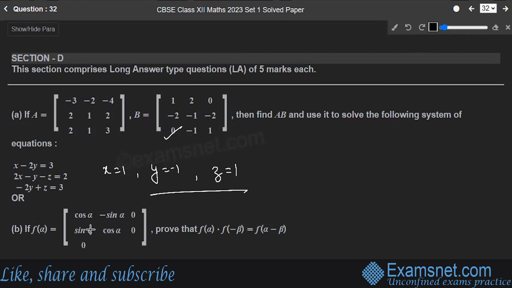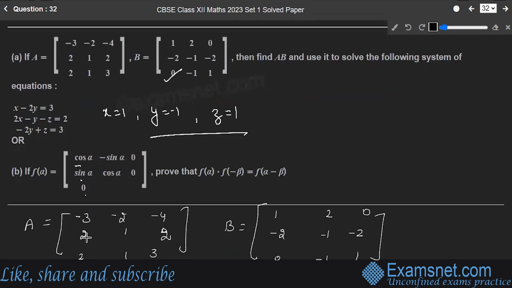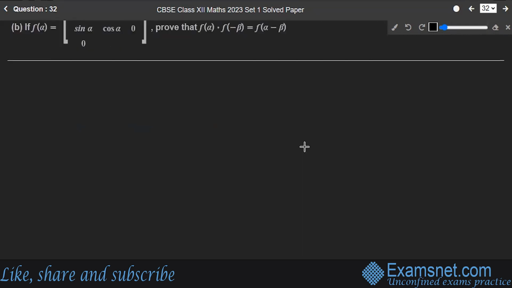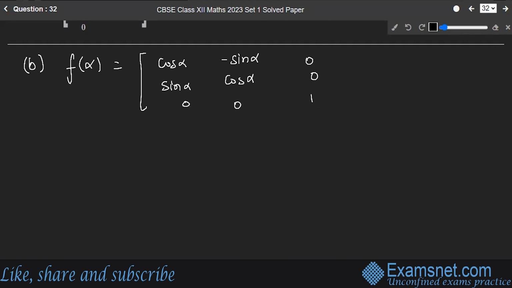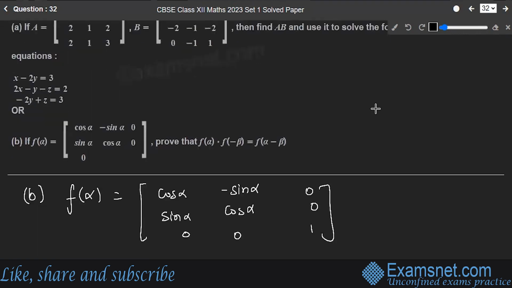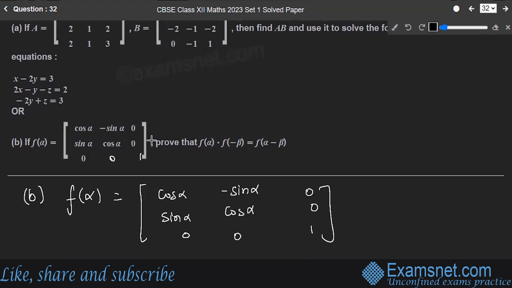If f of alpha is equal to cos alpha, minus sin alpha, 0, sin alpha, cos alpha, 0, and 0, 0, 1, then you have to prove f of alpha into f of minus beta is equal to f of alpha minus beta. Okay, let's solve the B part now. So you are given that f of alpha is equal to cos alpha, minus sin alpha, 0, sine alpha, cos alpha, 0 and 0, 0, 1. Here's a misprint; in this, it is 0, 0, 1.